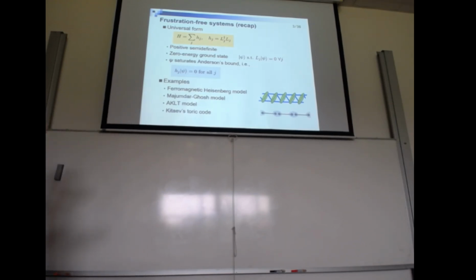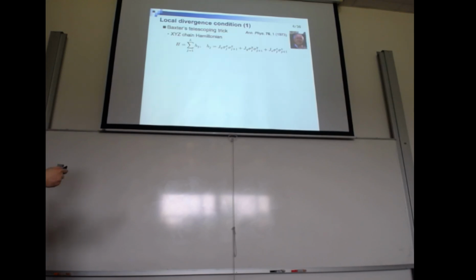But in any case, this kind of notion is limited to the ground state. We can only talk about the ground state from this kind of Hamiltonian. But the question you might want to ask now is, can we generalize this kind of idea to excited states? And the answer is yes. You can actually generalize this to the so-called local divergence condition. The idea can be traced back to Baxter's famous paper about the XYZ spin chain. This is a spin-1/2 spin chain.